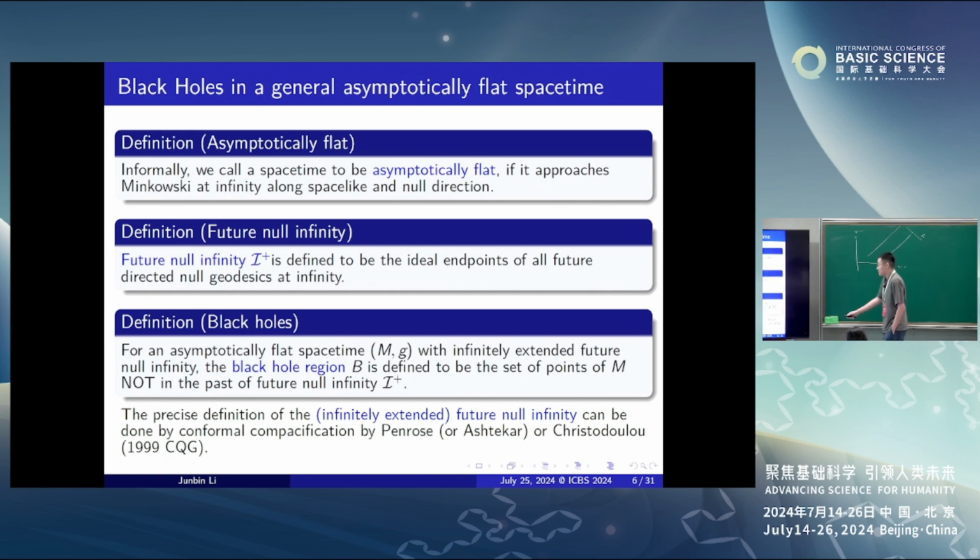Let me mention that the precise definition can be found in classical textbooks. One classical method is to use the conformal compactification by Penrose, or Christodoulou has a version of defining such things without using conformal compactification in his survey paper in 1999. This part is just the motivation to define black holes in general space-times.